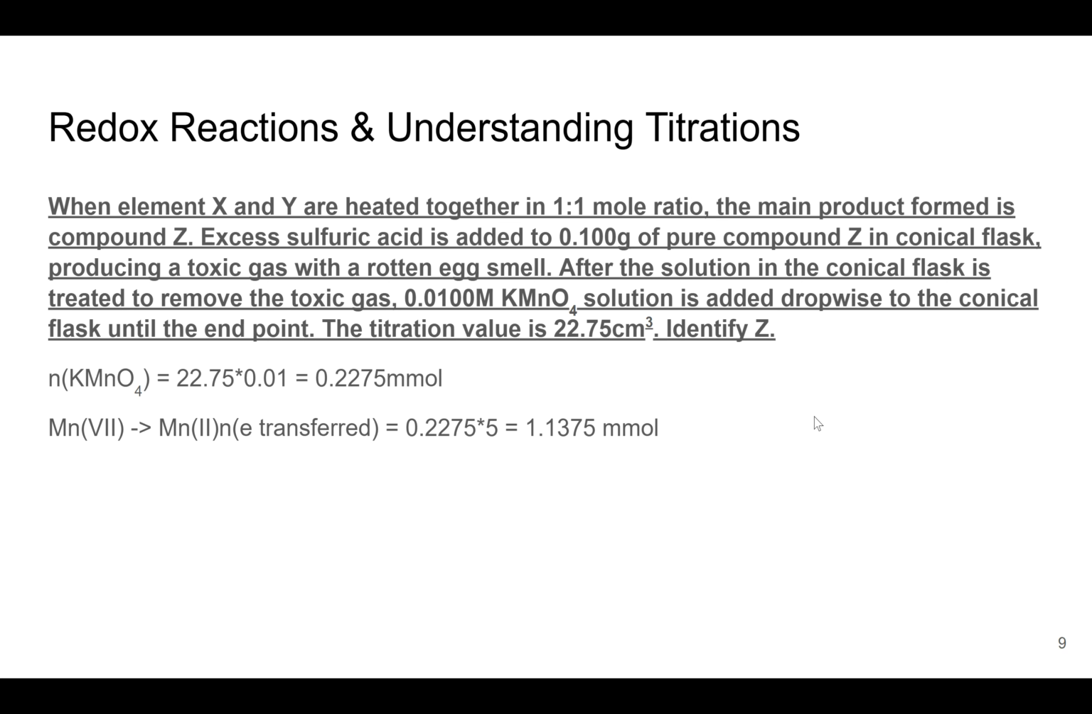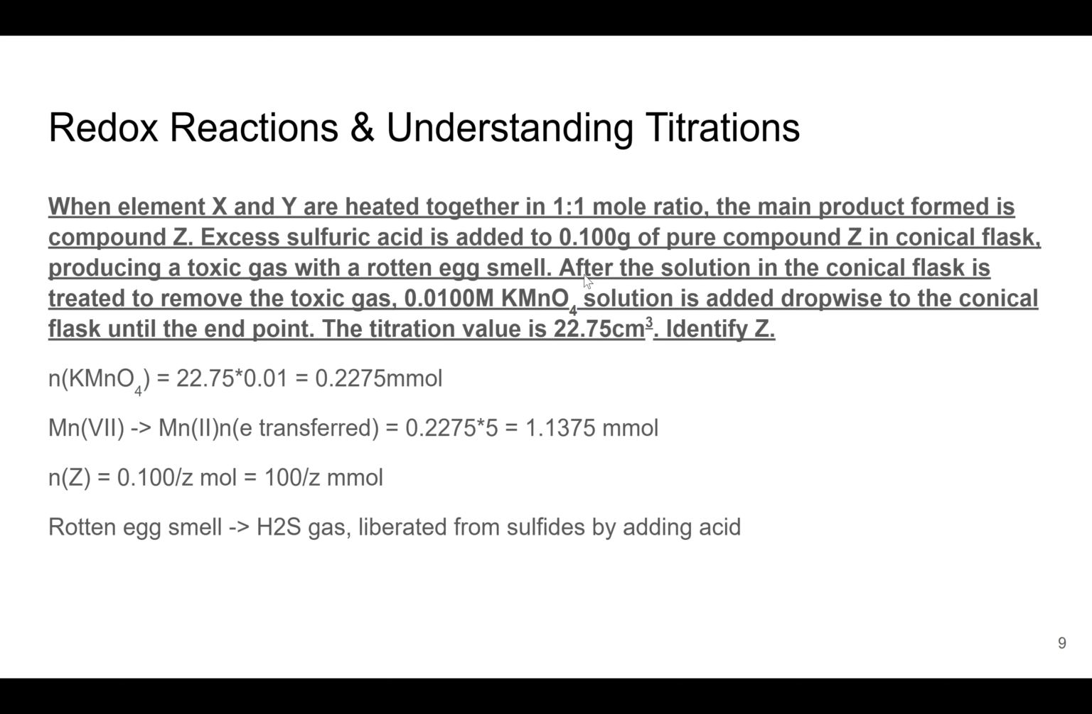Take note that we're still using millimoles as our unit. And next, we can find the amount of Z that has reacted. So that is just the total mass of Z, which is 0.1 grams, divided by the molar mass of Z, which is small z, and we get our answer in the units of moles. However, because we have converted everything else into millimoles, we should probably convert this into millimoles as well to avoid confusing ourselves. So our answer will just be 100 over Z millimoles.